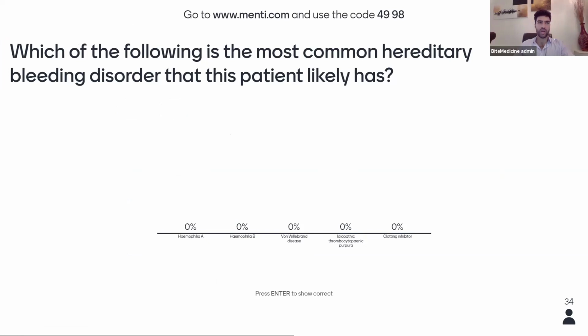So someone's asked, where would DIC fit into these diseases? Good question. That's coming up. Someone's asked, what's Glanzmann disease? Glanzmann is GP1B receptor deficiency. All the slides are online.